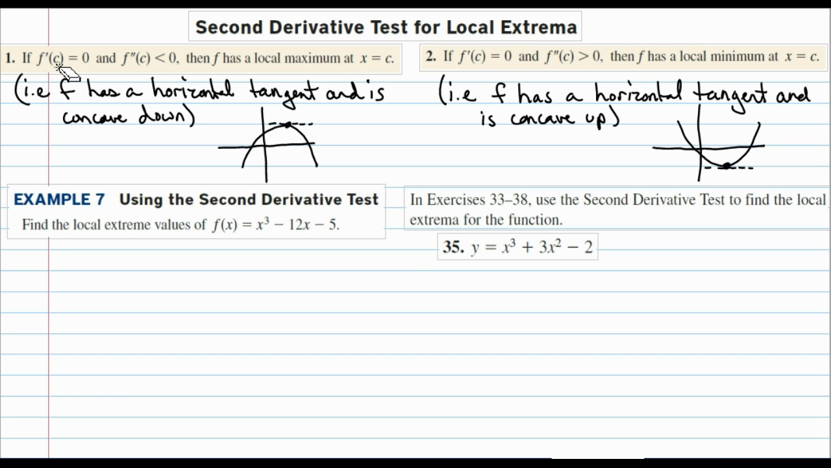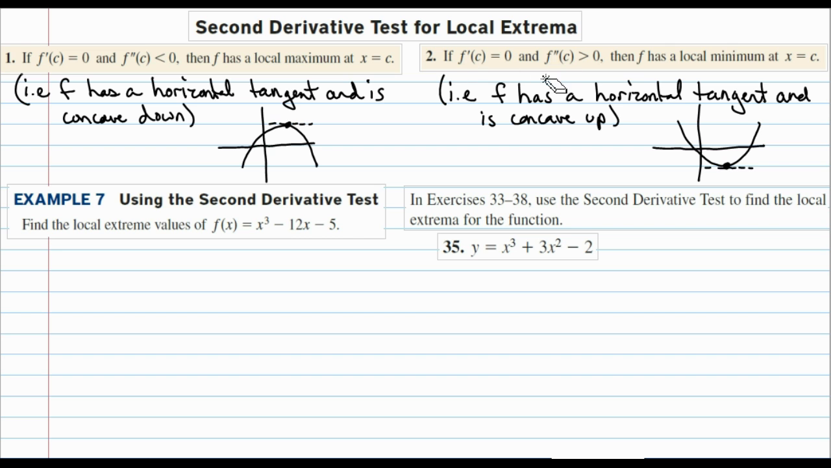So for example, if the first derivative equals 0 and the second derivative is negative, in other words, if the original function is concave down, then you have a local max in the original function. And you can kind of see I drew it would have a horizontal tangent, that's f prime of c equals 0, so the slope there is 0, and it's concave down.